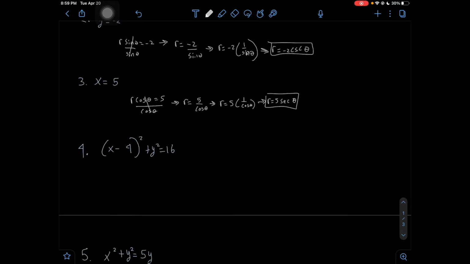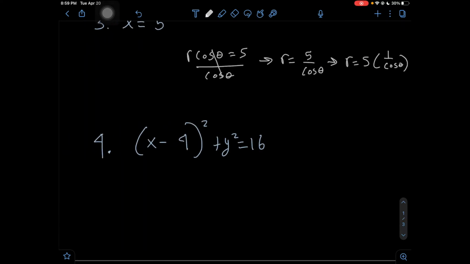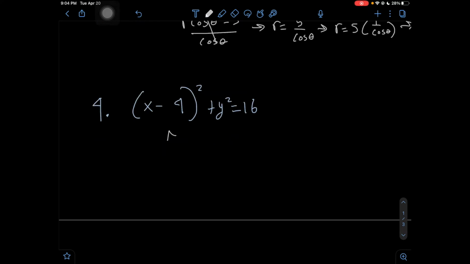Now let's go ahead and do number 4. Number 4 says x minus 4 squared plus y squared equals 16. Again, in this type of equation, we need to isolate the r value, and we can see that we don't have an r value just yet. What we need to do is expand x minus 4 squared. We know x minus 4 squared is x squared minus 8x plus 16. Then we're adding y squared and it equals 16. Subtract 16 from both sides, and 16 minus 16 is 0.